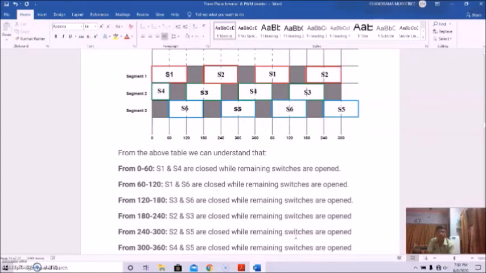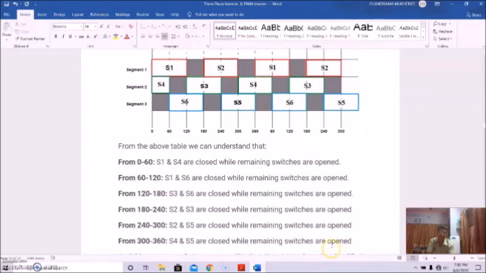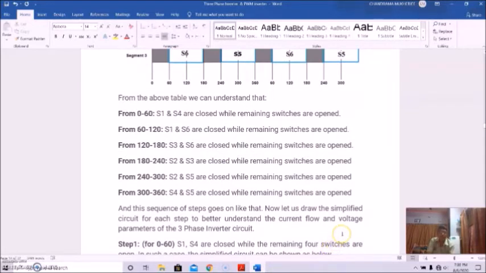From 240 to 300, S2 and S5 are closed while remaining switches are opened. And from 300 to 360, S4 and S5 are closed while remaining switches are open. And this sequence of steps goes on like that.